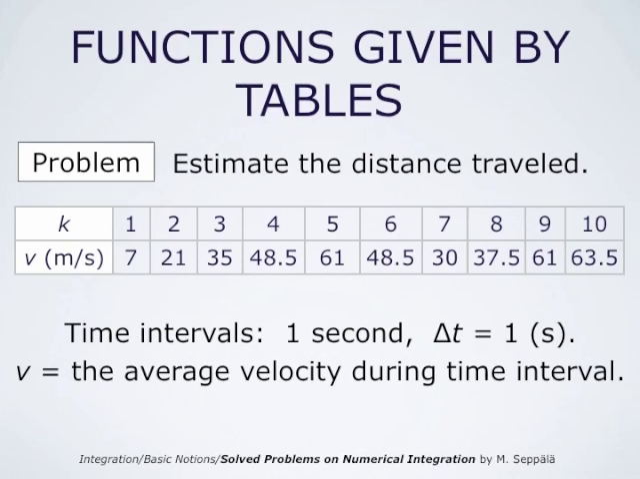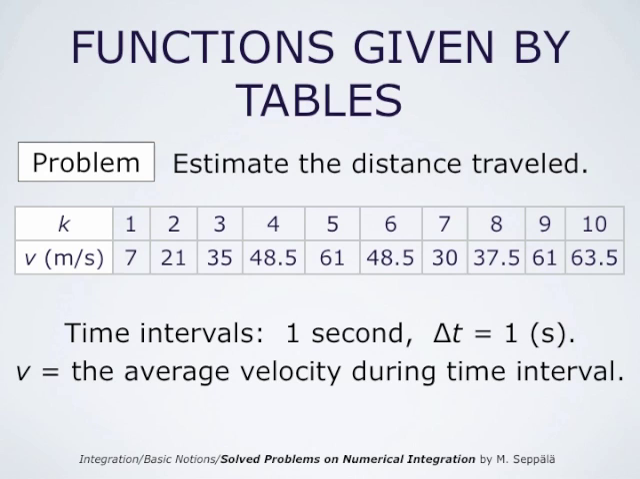Our task is to estimate the distance traveled by these race cars during the first 10 seconds of the race. And we had computed the average speeds during the first, second, third, fourth, and so forth second of the race. The acceleration is quite amazing. So during the first second, the average speed is 7 meters per second, and during the next second, the average speed is already 21 meters per second, and so forth.